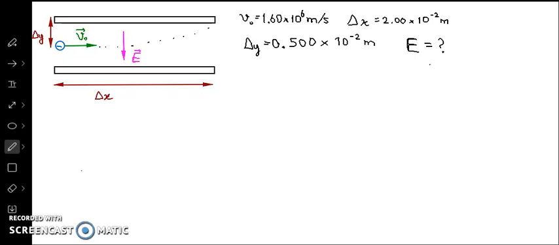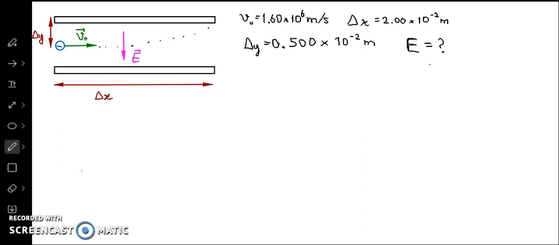We have an electron in between parallel plates as shown in the picture. There's a uniform electric field pointing down. The electron is projected horizontally and it moves following a parabolic path.